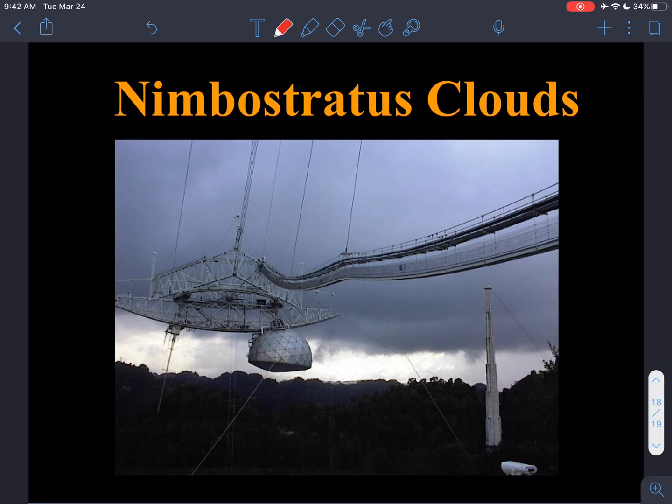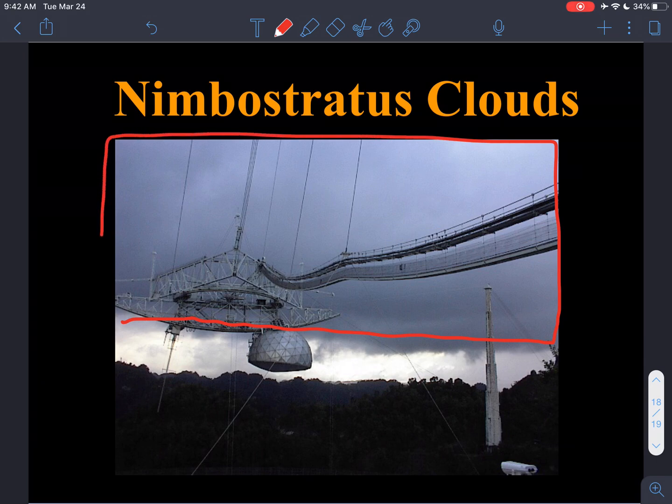So here's some pictures of a nimbostratus cloud. You can see it's very low to the sky, right? Covers most of the sky, right? It's very gray. And the reason that it's gray is because the sunlight cannot penetrate through the cloud. So it's dark on the bottom.